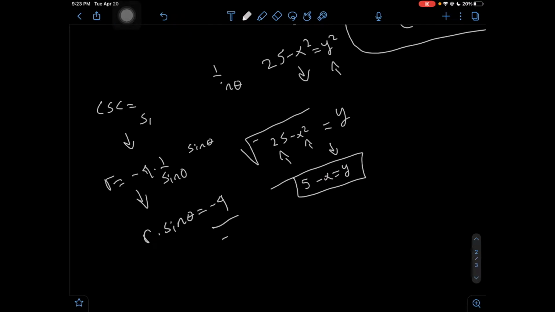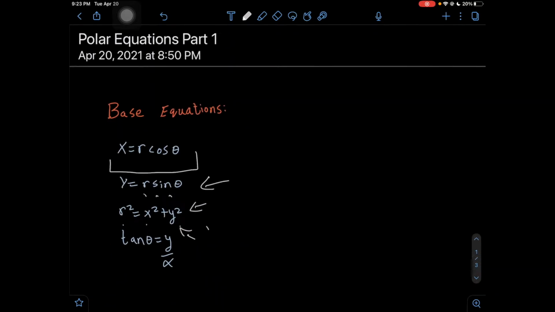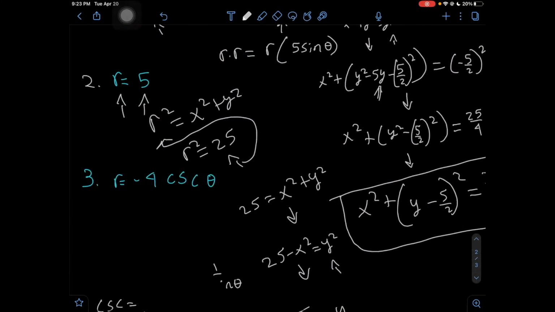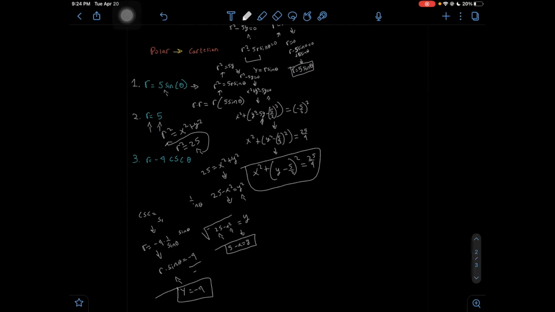And remember, we said that our sine of theta is just equal to y. If we look back at our base equation, scroll all the way up, we said r sine theta equals y. Well, that's what we just got. So that means we know that y equals negative 4, and that's our final answer from going from a polar to a Cartesian equation for this last part.